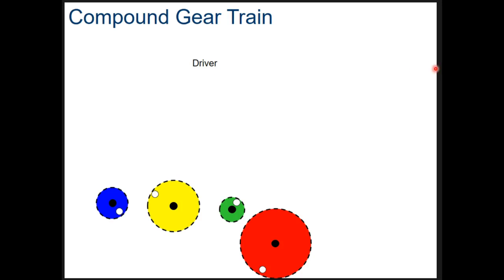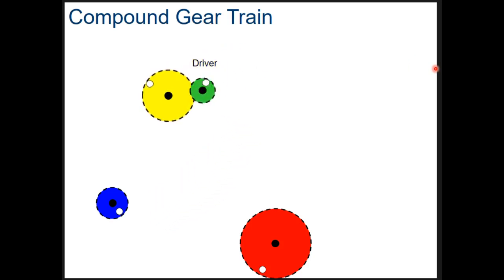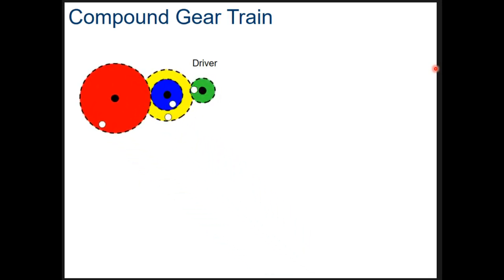Alright, here is a compound gear train. I really love this animation. So you have the driver, or the input gear, and it is driving a yellow gear. Connected to the same shaft is the blue gear, and then connected to the blue gear would be the red gear. So you can see this little green gear is spinning like crazy, and the output gear is going around really slowly. And if you count this, this will go around 10 times while this goes around once.